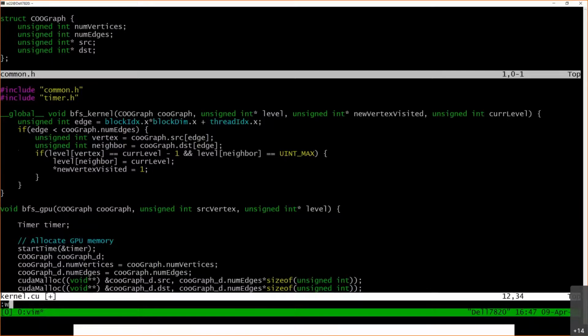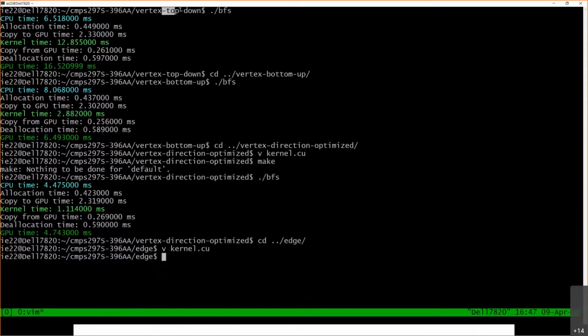Okay, so let's compile this and run it. So remember, my top-down vertex-centric approach was around 12 point something milliseconds. My bottom-up approach was 2.8 something milliseconds. Notice these times are a little bit different from what we saw at the beginning of the lecture, just because I had to run them again, because we had a connection problem in the middle of the lecture, so I apologize for that. And then here I have 1.1 milliseconds.